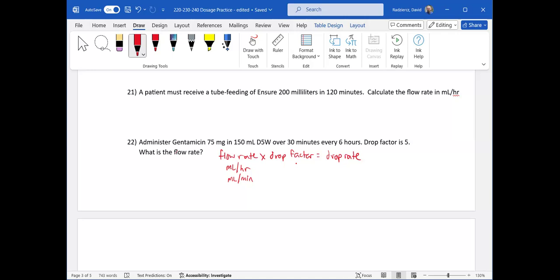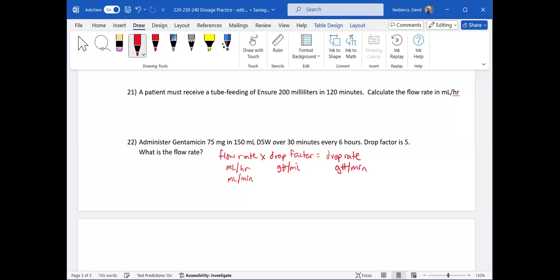Now they're not necessarily going to tell you the units. You should already know that the units for drop factor are drops per milliliter. If you do a web search for drop factor or drop tubing, you'll see pictures of the tubing and it'll say 10 GTT or 10 drops per milliliter. It'll say 20, 15, or 60 if it's a micro tubing. So you need to know what those units are, even if it's not given to you. And anytime you're calculating a drop rate, you're calculating drops per minute.